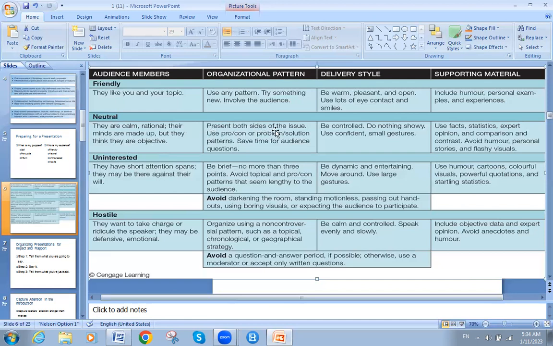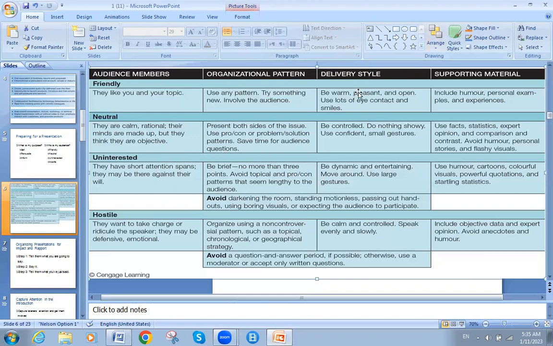Okay, you present both sides of the issue. Use pro-con, which means benefit and cost analysis, or the advantages and disadvantages, or problem-solution patterns. Save time for audience questions. So keep some time because they will ask you questions. The audience here are very rational. So in that case, present both sides of the issue. Use pro-con or problem-solution patterns. Save time for audience questions. That is how you organize your presentation.